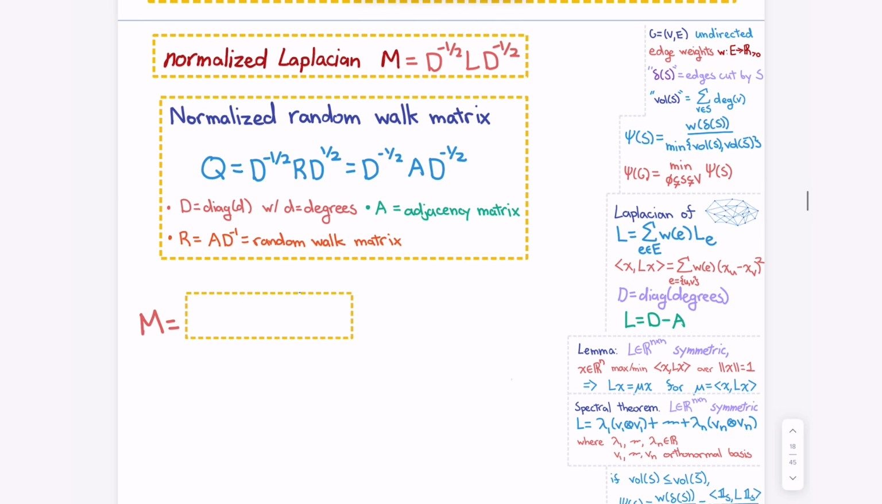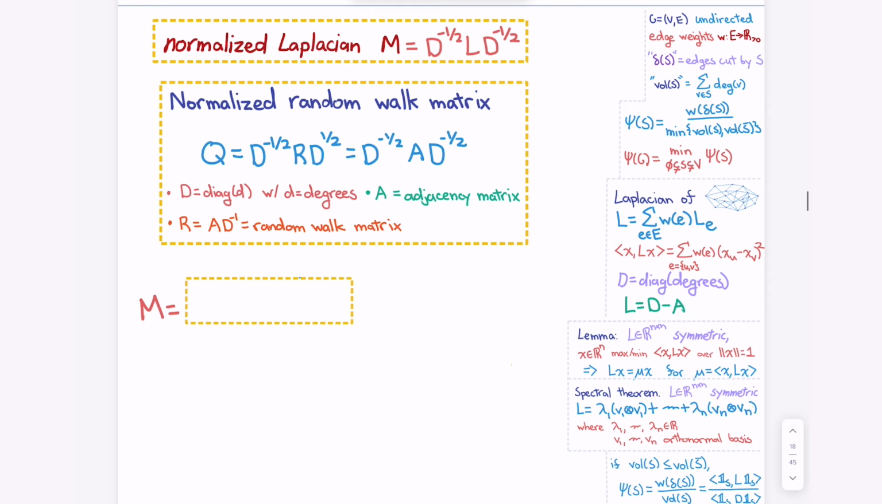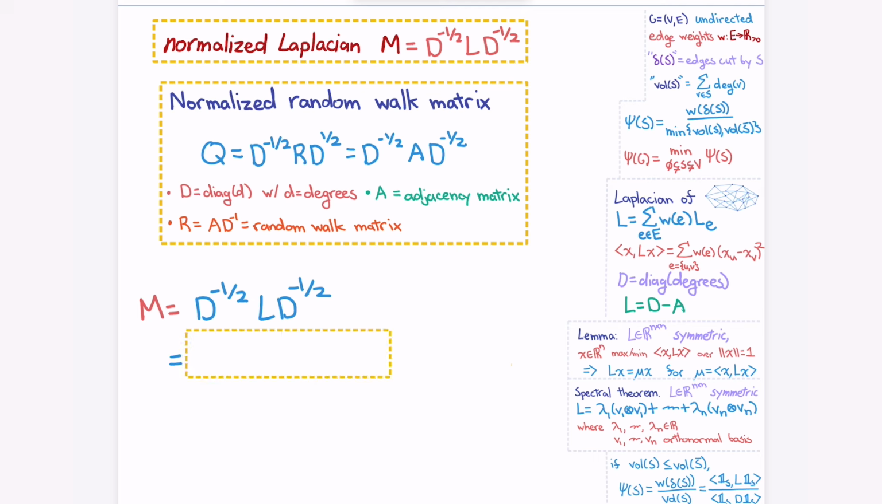Now, what I want to do is relate this normalized Laplacian. Right now we're still making connections. I want to relate the normalized Laplacian with this random walk matrix. So for starters, this is just plugging in the definition. Okay. And if we expand out yet another definition of the Laplacian, I plug in D minus A like that. Now I get this.